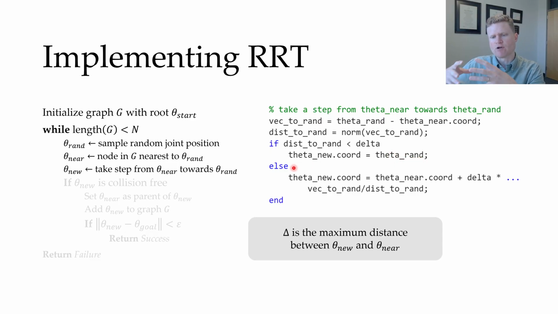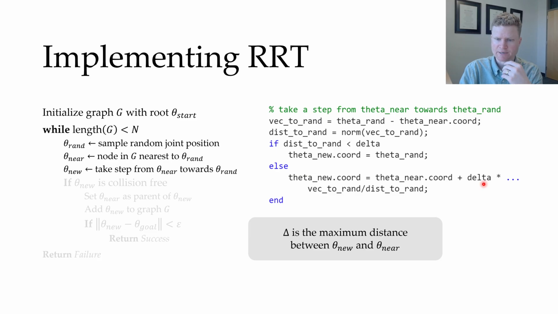If it's beyond the radius that I'm willing to work with, and it's like, hey, this is too far away, I don't want to try to make this connection, what I'll do is I'll just move in the direction of vec2 rand by distance delta. And that's what's going on right here. So I'm building a theta nu that moves from theta near towards theta rand with length delta.